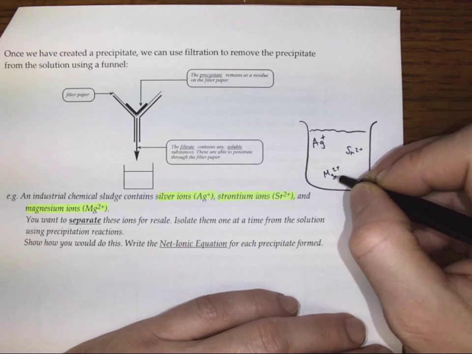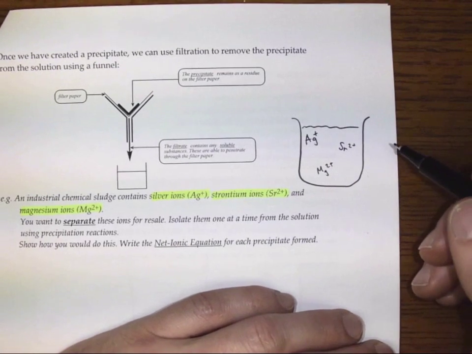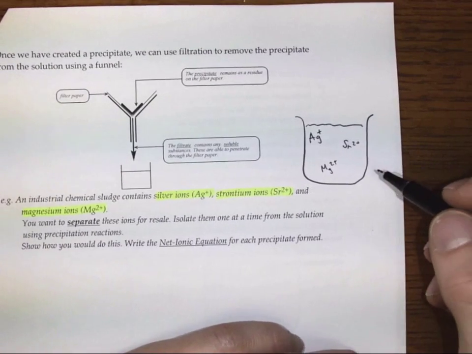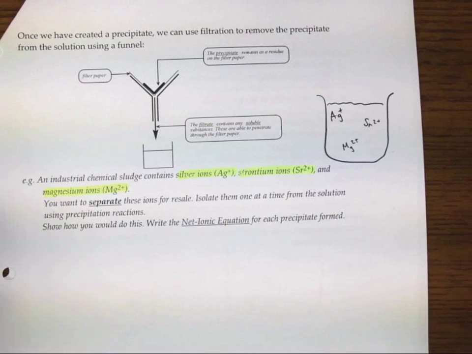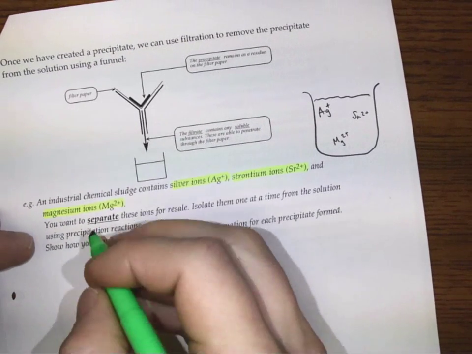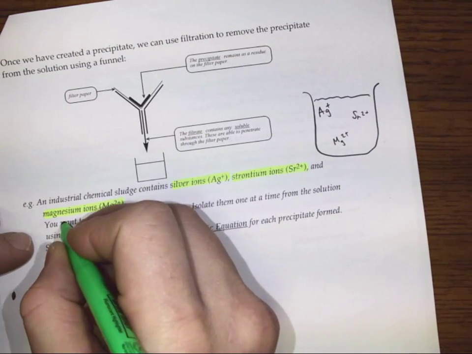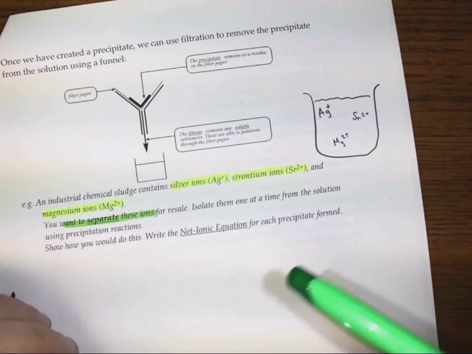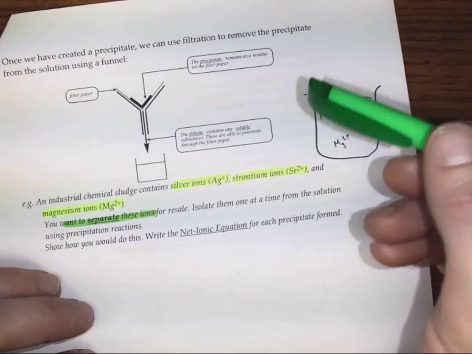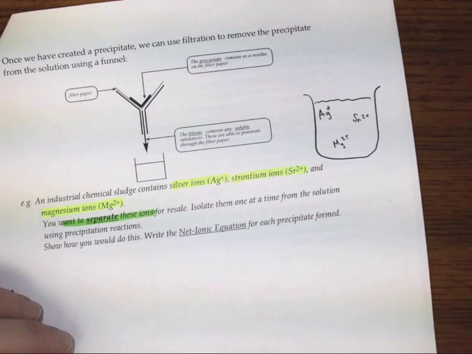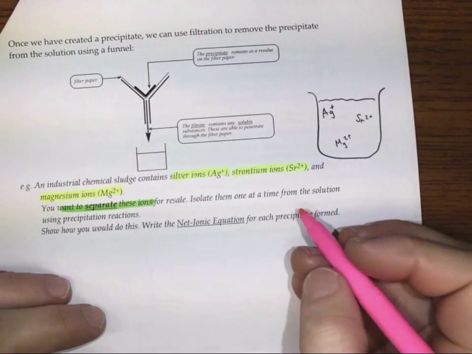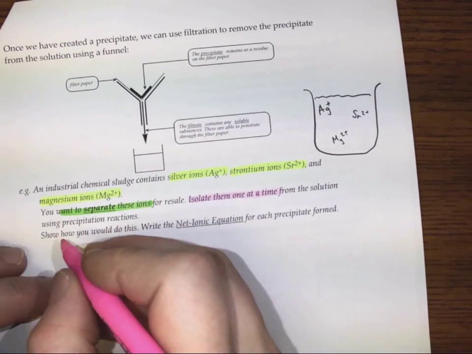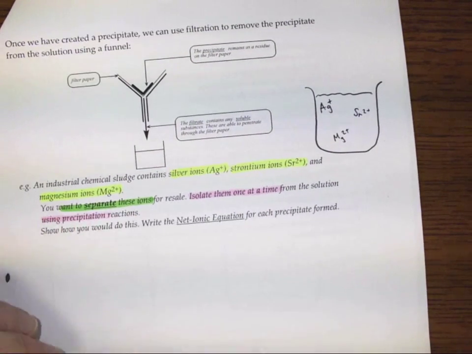Just like with the magnesium and the barium ion example. Okay, so that's what we're starting with here. And we want to separate these ions for resale. We want to get them apart. So we want to find a way to take all of the strontium out, take all the silver out, take all the magnesium out. And we're going to isolate them one at a time. And we're going to do that using precipitation.